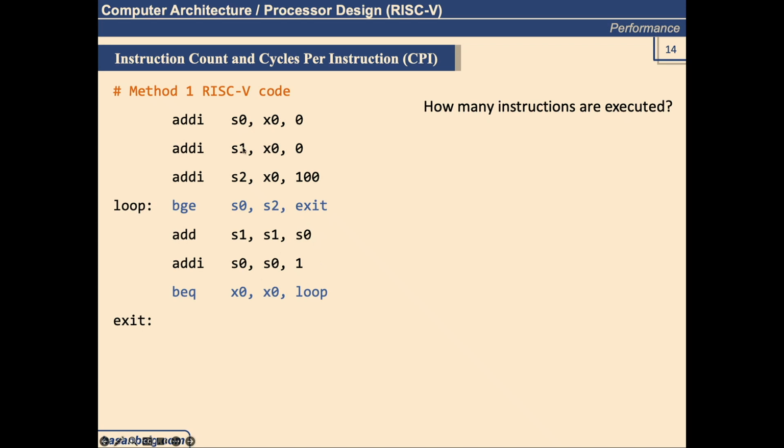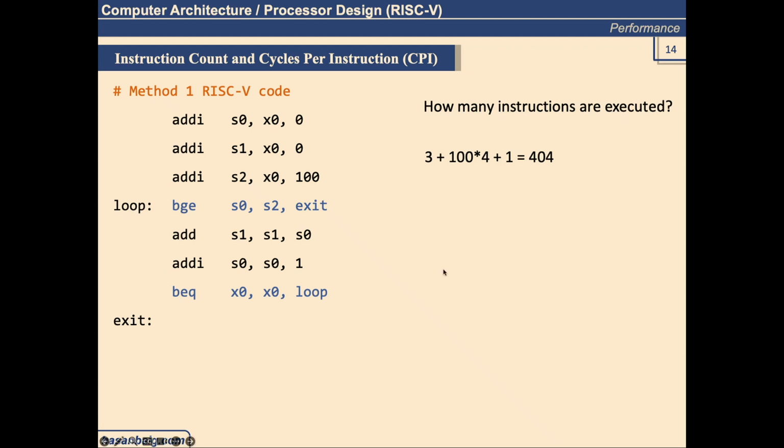So 400 plus 3, 403, and then 1 additional instruction will be executed. Which one is that? BG. It checks again whether to run the loop again or not. So this is why there will be 3, 400, and the additional last instruction which is executed one more time to check whether the loop should be terminated or not. Okay, so there are 404 instructions.